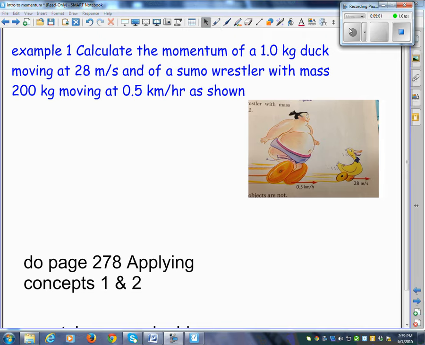This is relatively easy. Calculate the momentum of a 1 kilogram duck moving at 28 meters per second and of a sumo wrestler with mass 200 kilograms moving at 0.5 kilometers an hour as shown. Let's do the duck first.